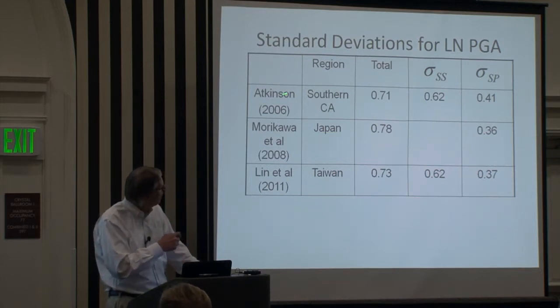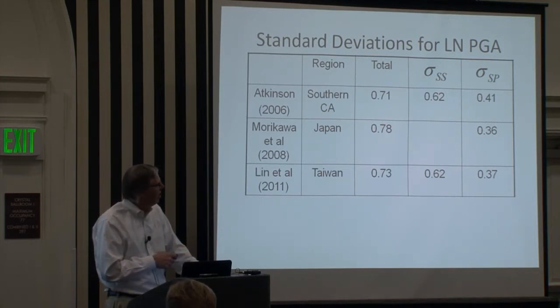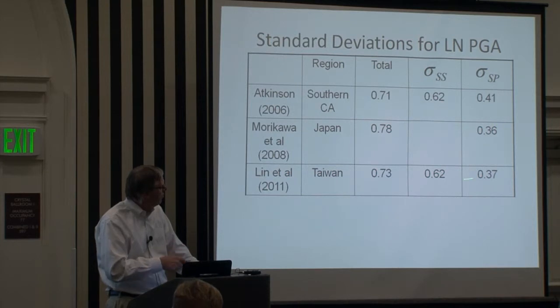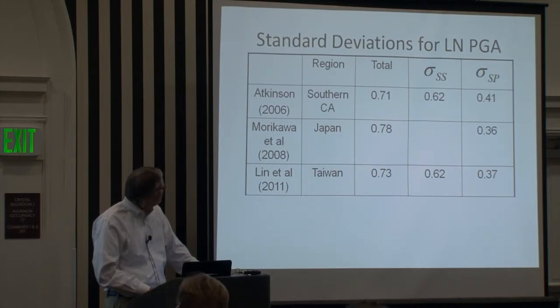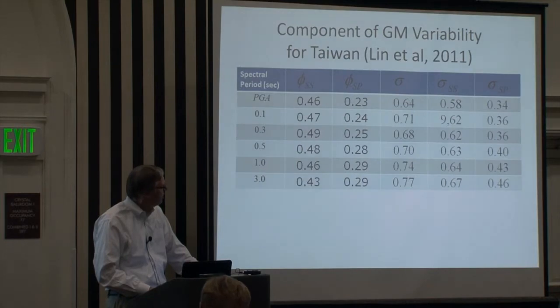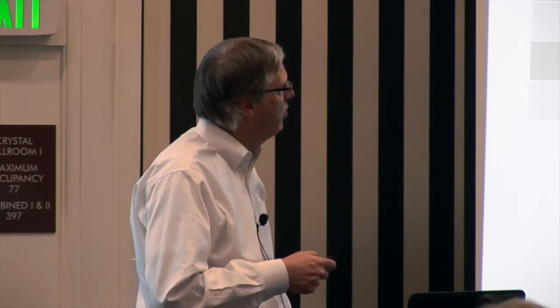If we look at other studies, Gail Atkinson did some of the first work on this, just looking at a small area in Southern California, and found similar reductions here, 0.71 to 0.62 down to 0.41. And in Japan, Moriwaki did the same thing. He didn't bother with this intermediate step. He jumped straight to this standard deviation, but we're also getting a similar value here, somewhere around 0.4 natural log units, compared to these numbers here. These have different magnitudes in them, but they're generally magnitude 4 to 6 data sets to get enough data.